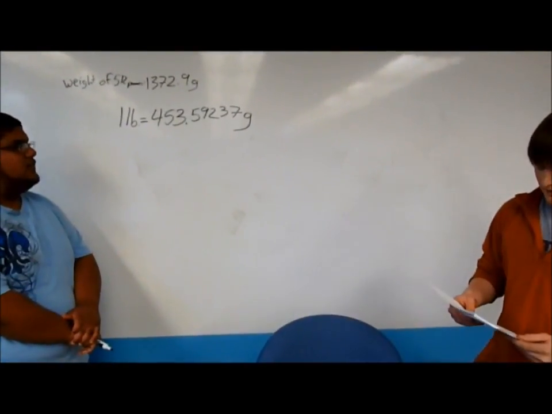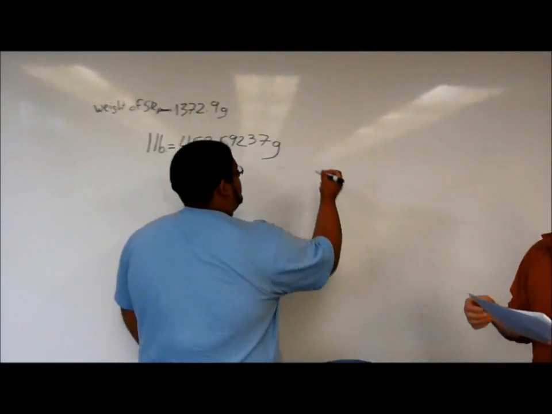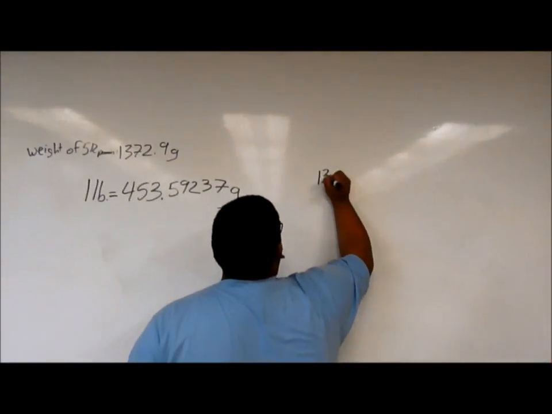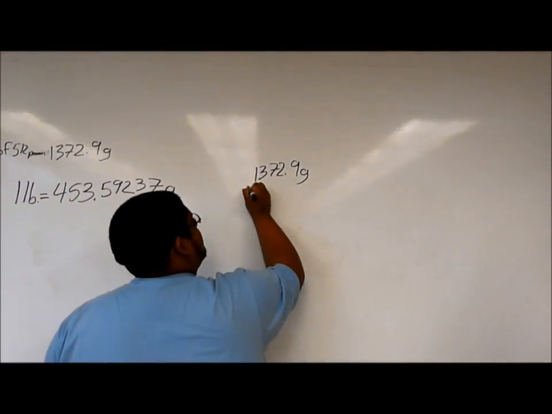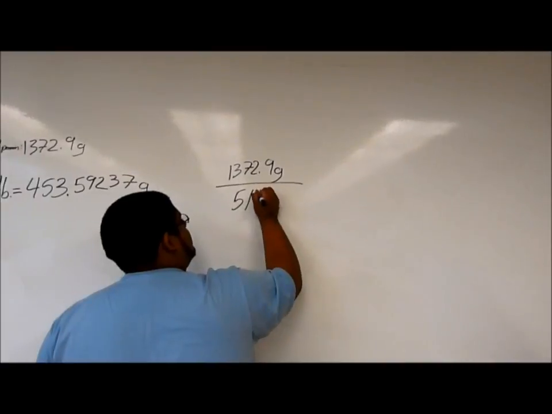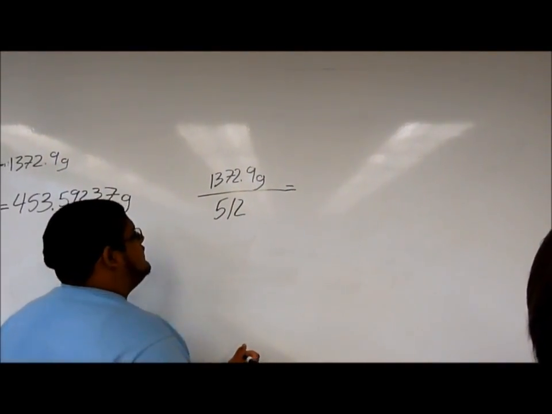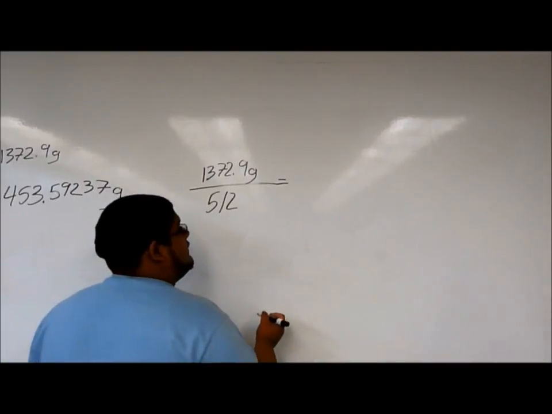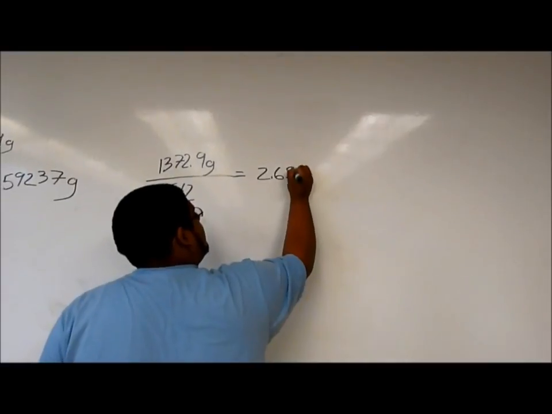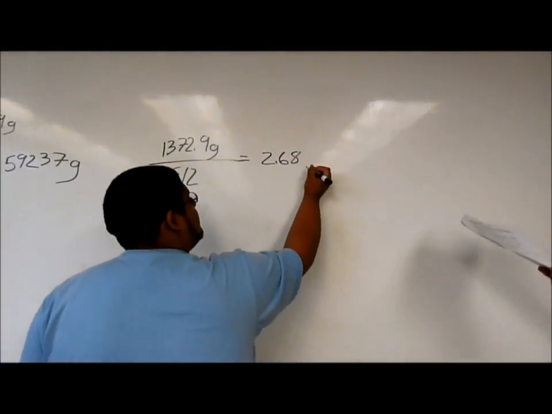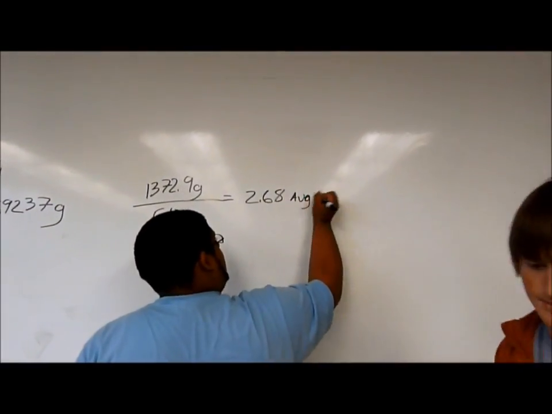So in order to do that, we have to take the 1,372.9 grams and divide that by our total pennies, 512. And our average weight for a penny is 2.68 grams, which proves the fact that a majority of our pennies were from before 1982.